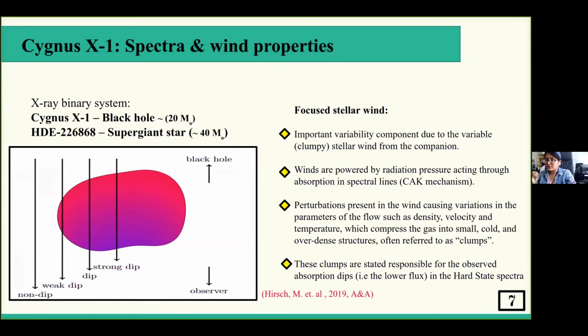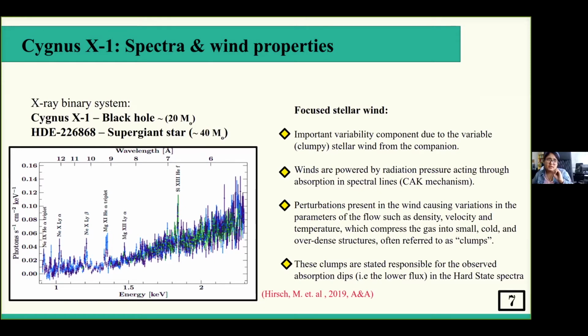So the perturbations in the stellar wind cause variations in the parameters of the flow, such as density, velocity, and temperature, which compress the gas into small, cold, and overdense structures, often referred to as clumps. This is a sketch from Hirsch et al. 2019, which shows the clump passing our line of sight and causing the different dip stages. The red color indicates a more highly ionized region, and the blue color indicates a lower ionization balance.